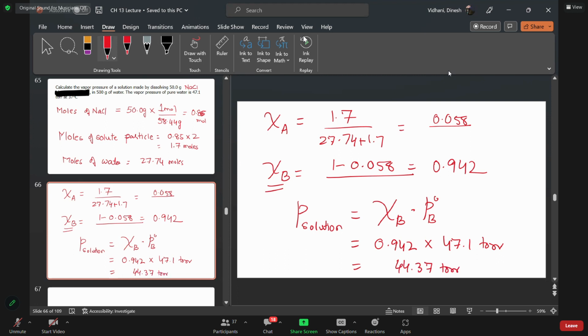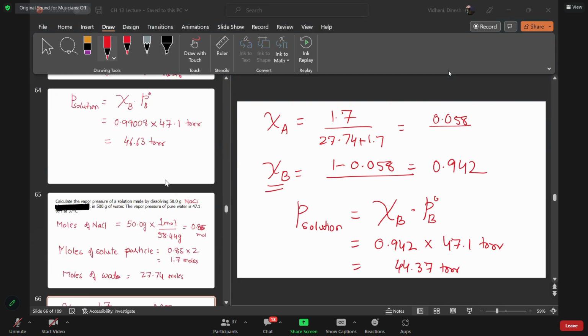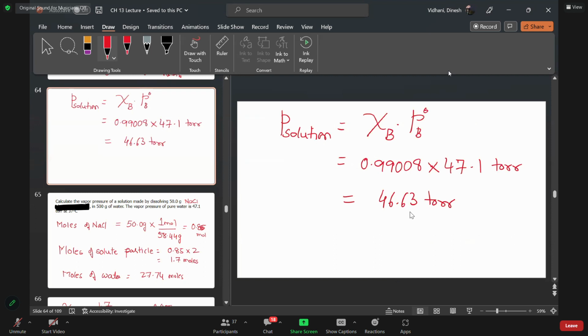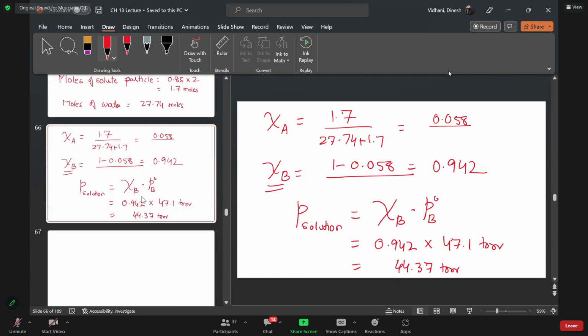Now you see, seemingly the same weight had a different number of particles. And we can see the depression in vapor pressure. In the previous example, we went from 47.1 to 46.63 torrs. Not a big difference. But the moment we had sodium chloride, we went from 47.1 to 44.37. There was a big difference in the vapor pressure. So when you put sodium chloride in water, that's going to have a much bigger effect than when you put the same mass of glucose in water.